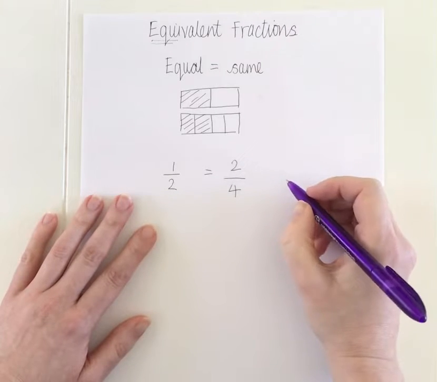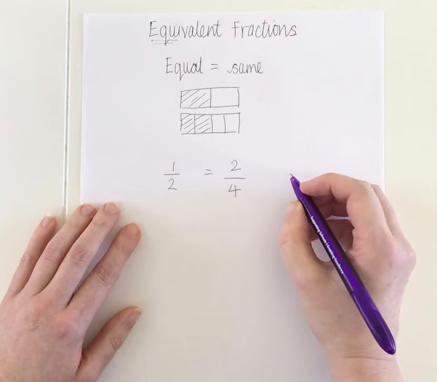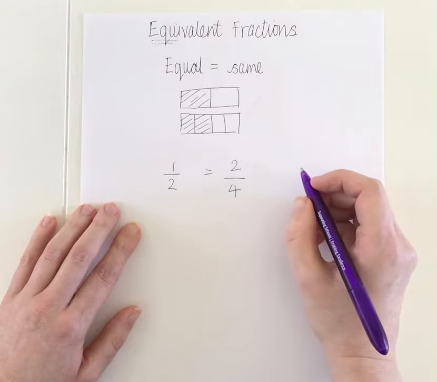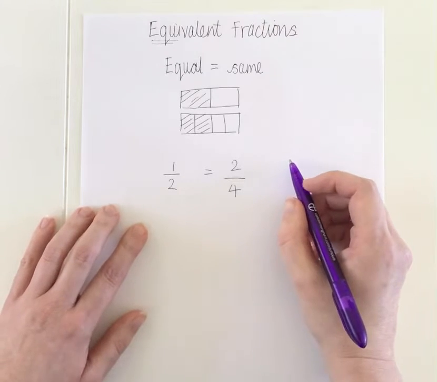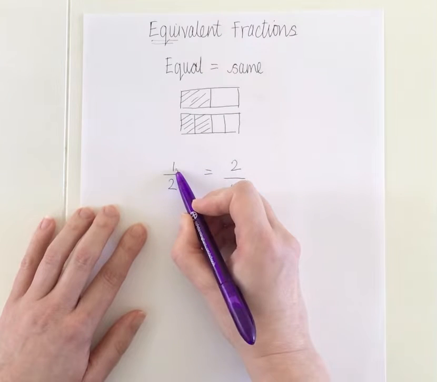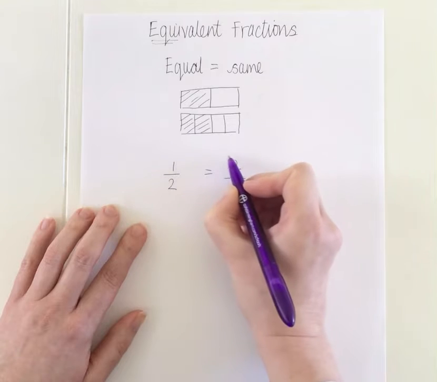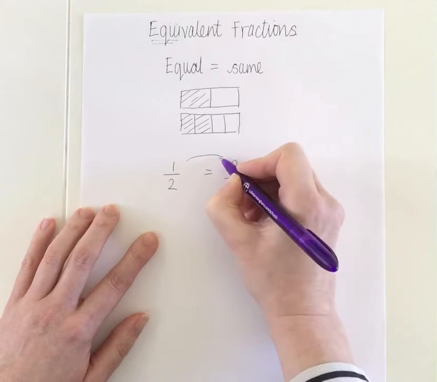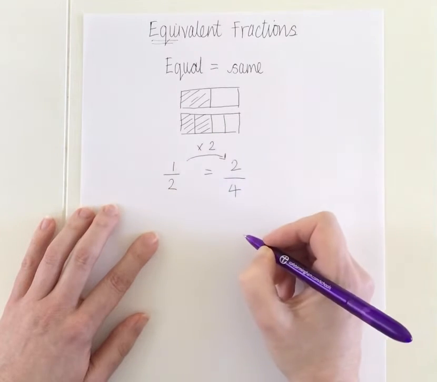Now, to find equivalent fractions, we're going to be using the inverse operation that we've been using for the last couple of days. So instead of dividing, we're going to multiply, because multiplication is the inverse of division. It's the opposite. So I'm going to start with my fraction and I'm going to think, what did I do to 1? What did I multiply it by? What did I times it by to get to 2? 1 times 2 equals 2.